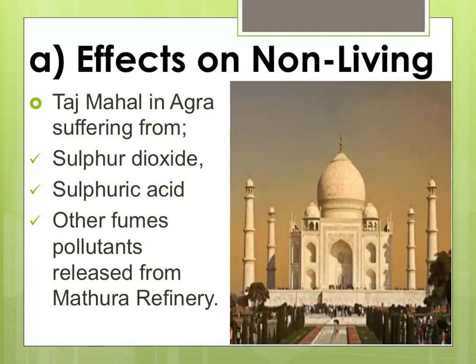Actually, the Mathura refinery is the sixth refinery of the Indian Oil, located in Mathura, Uttar Pradesh, India. The refinery processes low sulfur crude imported from Nigeria, and it also processes very high sulfur crude from the Middle East.